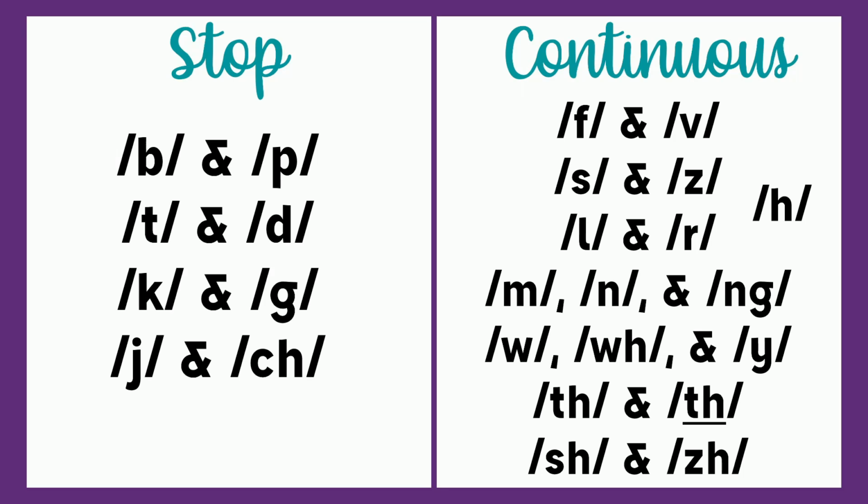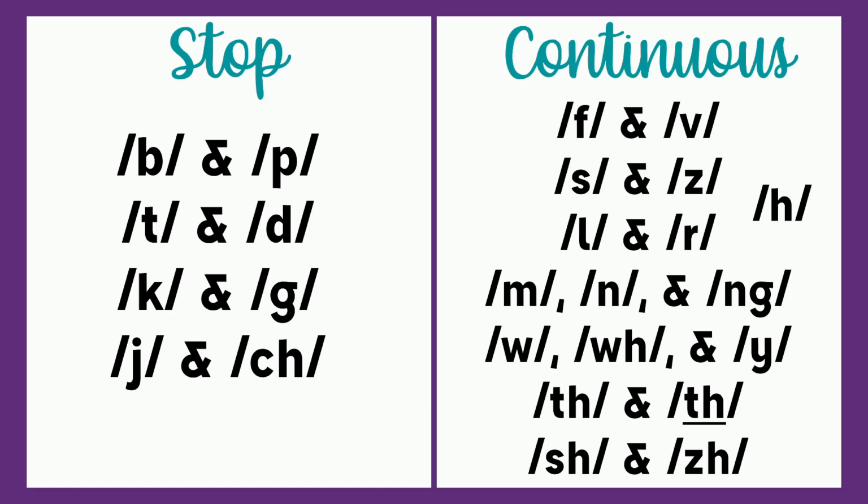H sounds like h, and while you might present that as a stop sound, it is continuous because it flows directly into the vowel sound that follows. So think of the word hat. You can elongate your breath with that initial h to stretch it out until you get to the vowel. Hat.